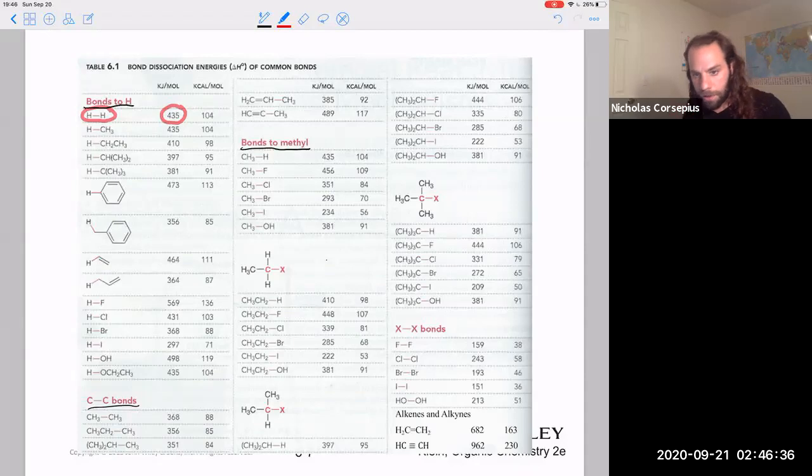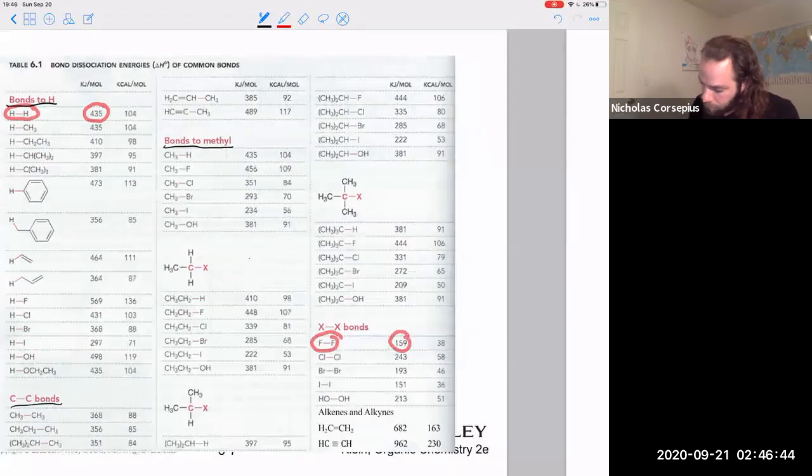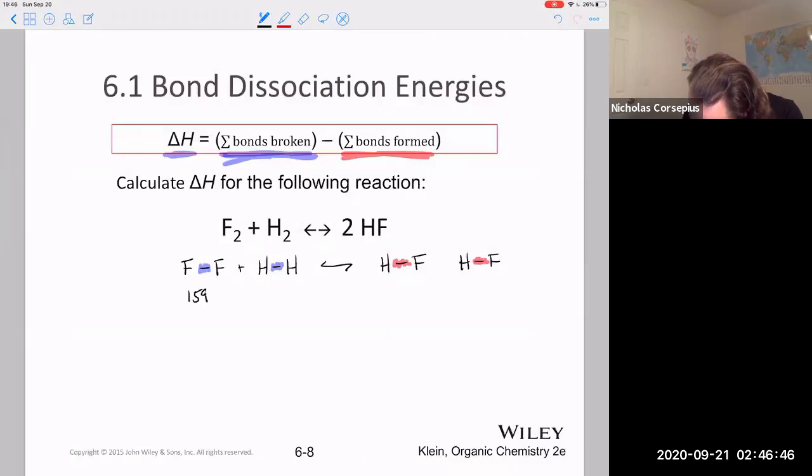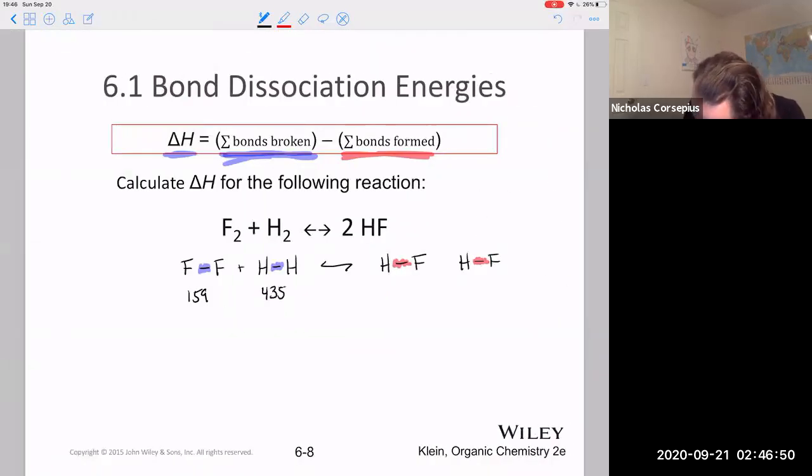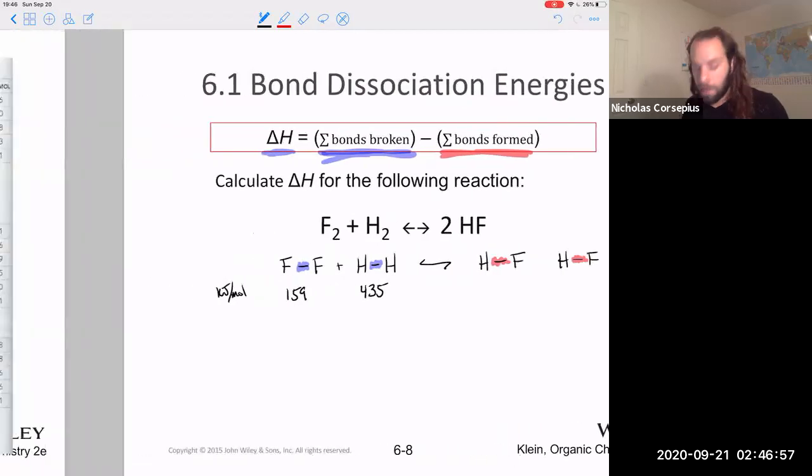Okay, so here's my hydrogen-hydrogen bond. Here's my fluorine-fluorine bond. Bond dissociation of 159. So let me go put those in. 159 and 4, what was it? 435. And these are all in kilojoules per mole. I'm going to get lazy with my units here.